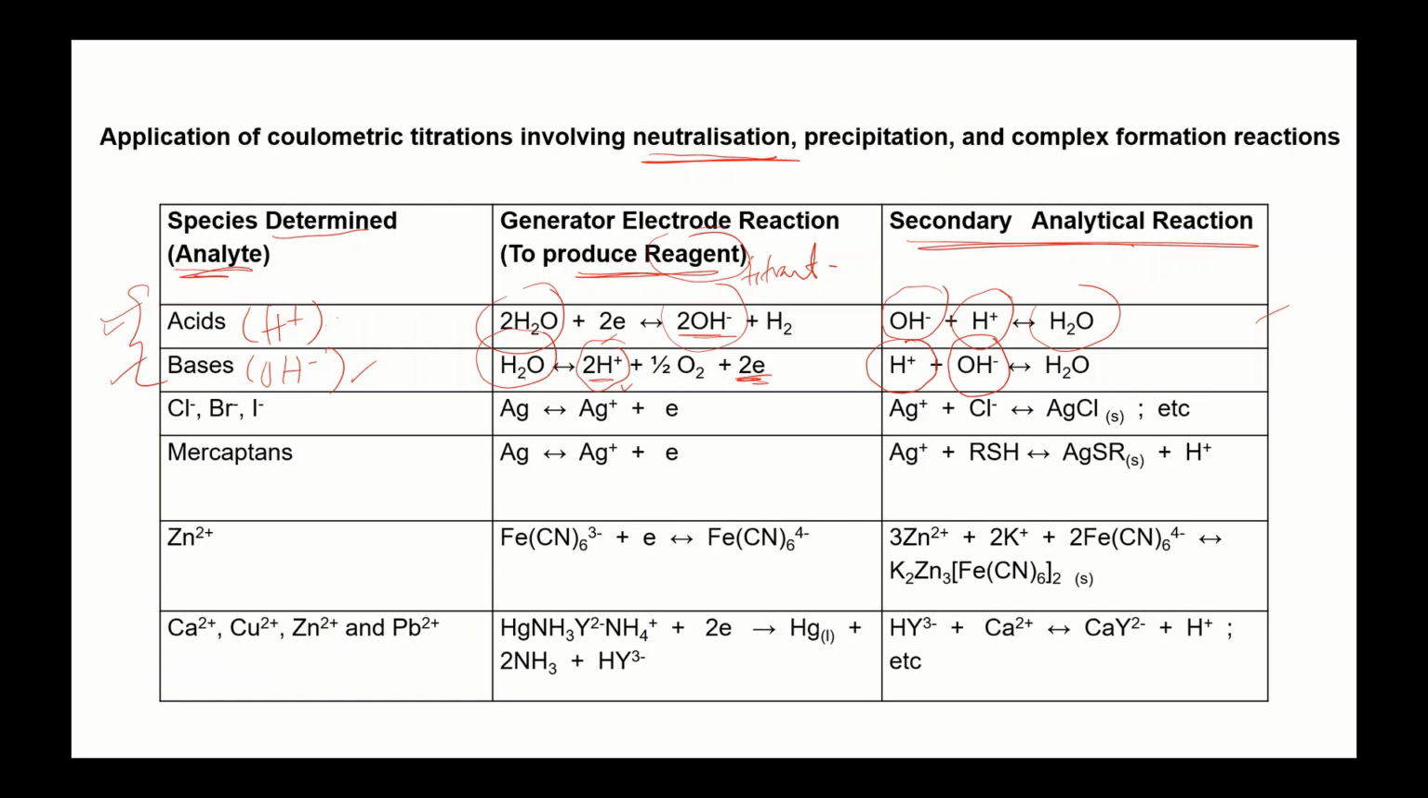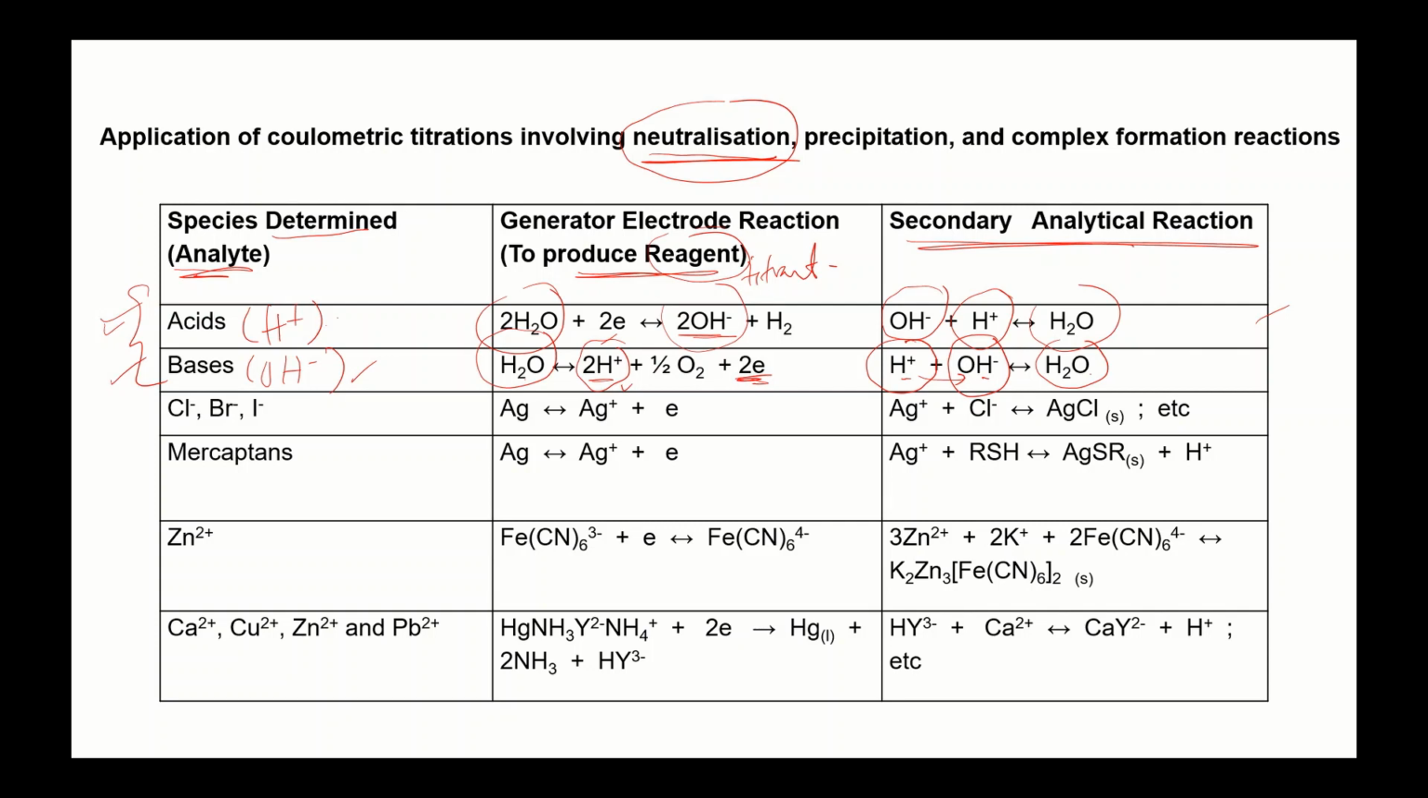So you can check the endpoint by looking at the change of the color indicator. Okay, so then the neutralization is reached. Okay, so the acid reacts with base to produce neutral water. So this is called neutralization titration.